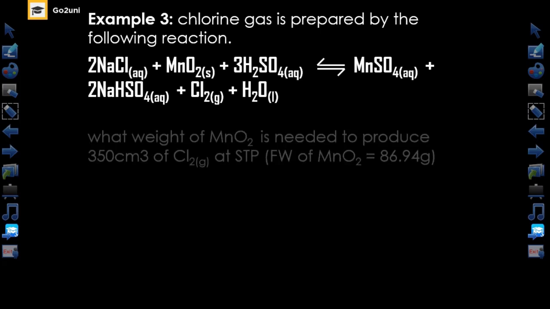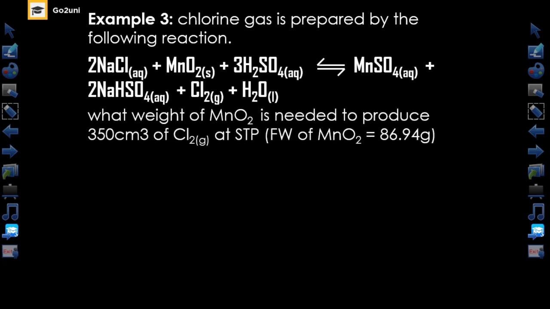And we have a question saying, what weight of MnO2, that's manganese 4 oxide, is needed to produce 350 cm³ of chlorine at STP? So what do we do about that? What we need to do is to check first if the equation is balanced. If it is balanced, then we proceed. And if it is not, we balance it. But from what we can see, the equation is balanced for us.